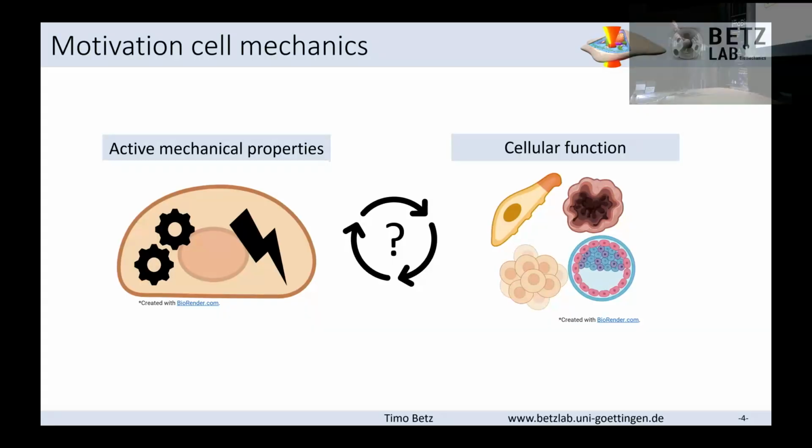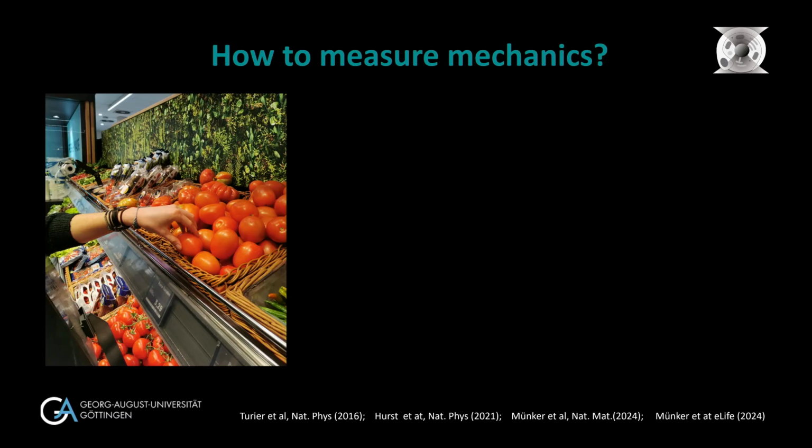And then there's this big field of cellular function. What we want to do, and what's the big goal of the lab, is to relate several cellular functions to the mechanical properties, and on the other hand, to see to which extent the mechanical properties are relevant for the function. I really think there is a going back and forth, and that is a super exciting field to work in.